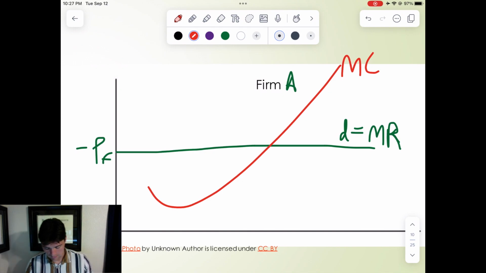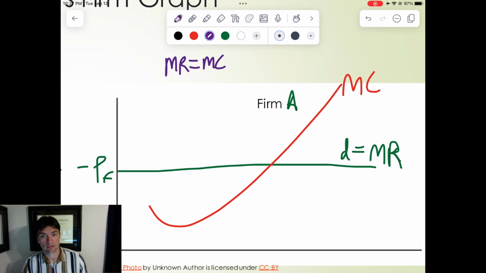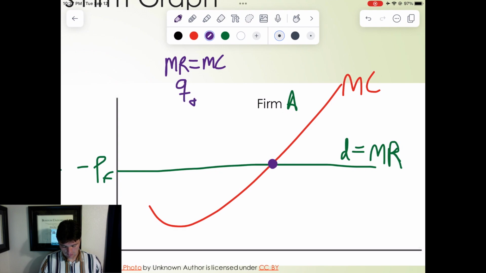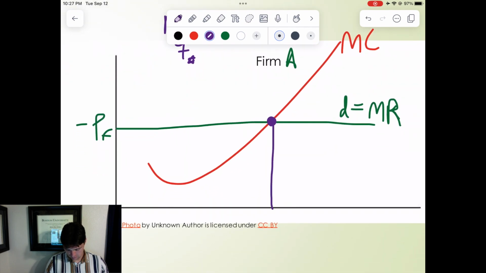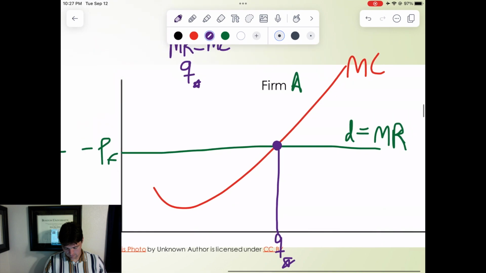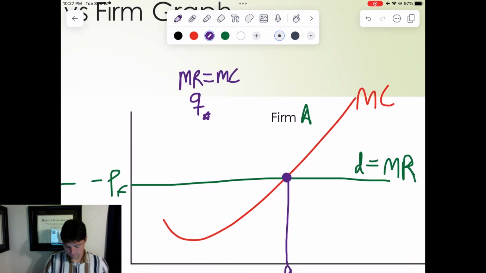So what does a firm always want to do? A firm wants to do marginal revenue equals marginal cost. So that happens right here, where the marginal revenue and the marginal cost are equal. The next thing you want to do is find out Q star. Q star meaning what is the firm making? So here, Q star. All you did was go straight down. So that's how we find that.